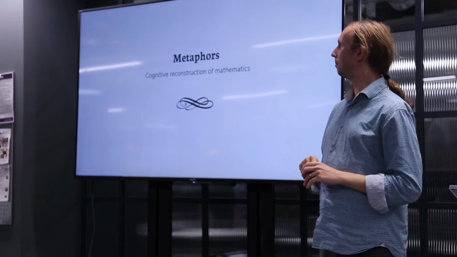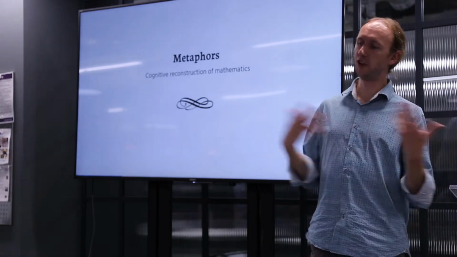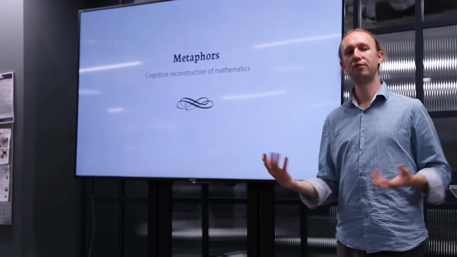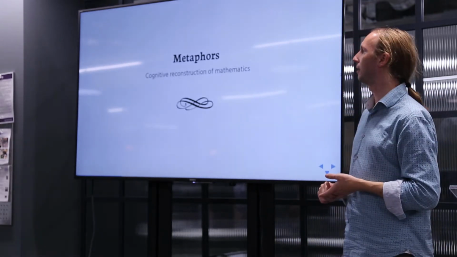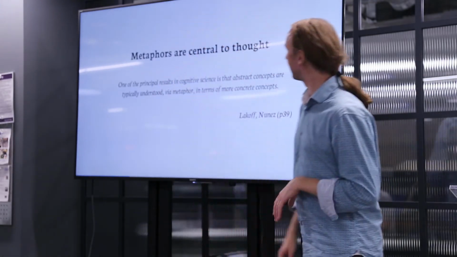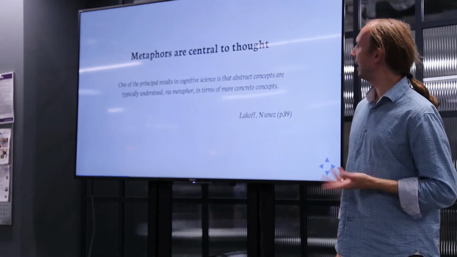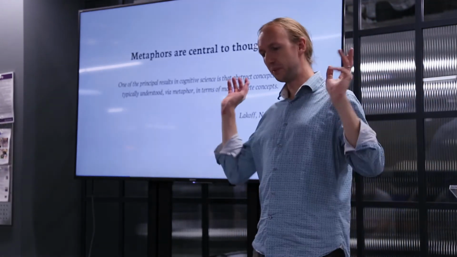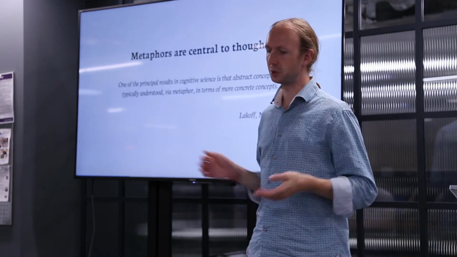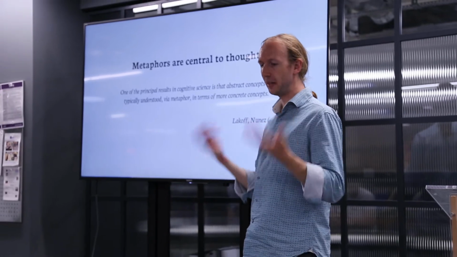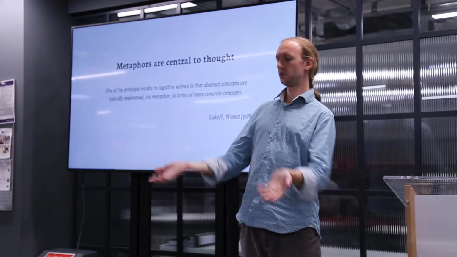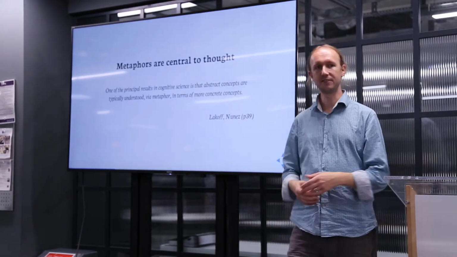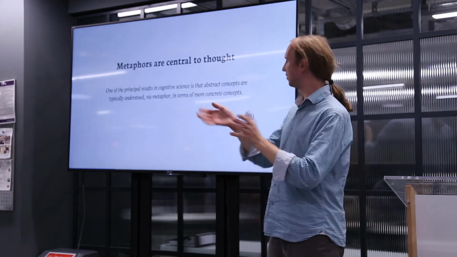The other thing that is very much the focus of the book is the various metaphors that people use to explain the abstract mathematical ideas, or construct the abstract mathematical ideas, in terms of the concrete physical stuff in the world. So the central idea is that one of the principal results in cognitive sciences is that abstract concepts are typically understood by metaphors in terms of more concrete concepts. And that's another aspect of cognitive sciences that is sort of taken for granted.